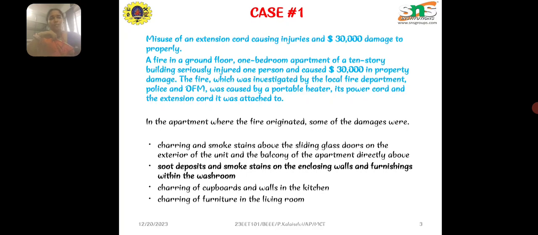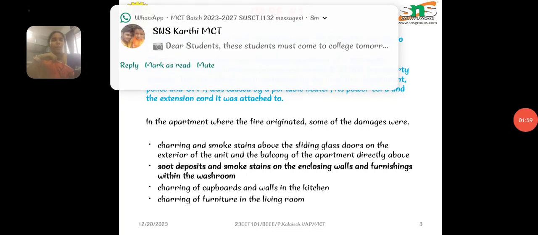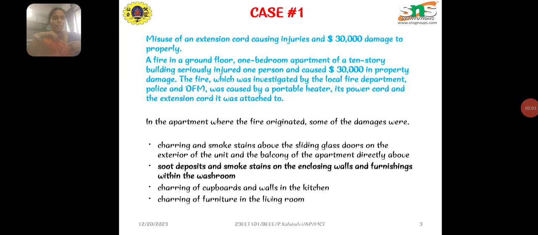The fire was caused by a power cord and also an extension cord attached to it. In the apartment where the fire originated, there was damage like charring and smoke stain above the sliding glass doors and on the exterior of the unit, the balcony of the apartment directly above, and soot deposit and smoke stain on the walls and furnishings within the washroom, kitchen cupboard and walls, and living room furniture. So these were damaged due to this fire.